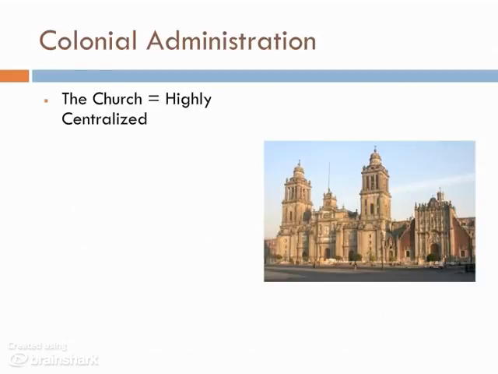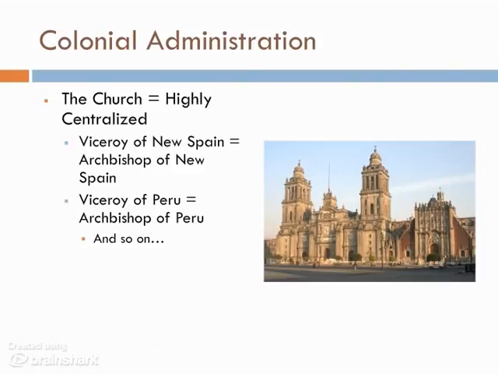After the Viceroyalty, the second most important institution in Spanish America was the Catholic Church. Like the Viceroy system, the Church in Spanish America was highly centralized. In this case, power came from Rome rather than from the king. Nevertheless, the Church in Spanish America was organized parallel to the Viceroys. In other words, if you had a Viceroy of New Spain, you also had an Archbishop of New Spain. If you had a Viceroy of Peru, you also had an Archbishop of Peru, and so on, and so forth.